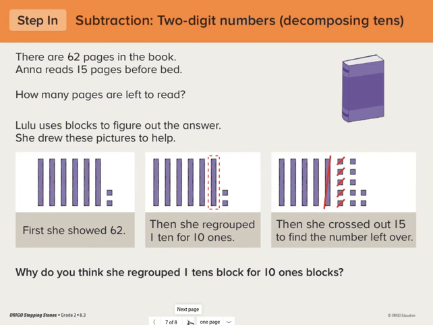Are you ready? Would Lulu have had enough ones blocks to take away 5 if she hadn't traded this 10 in? She wouldn't have, would she? So she had to take that 10 away and add 10 ones so that she would be able to cross out all of her ones. Okay?